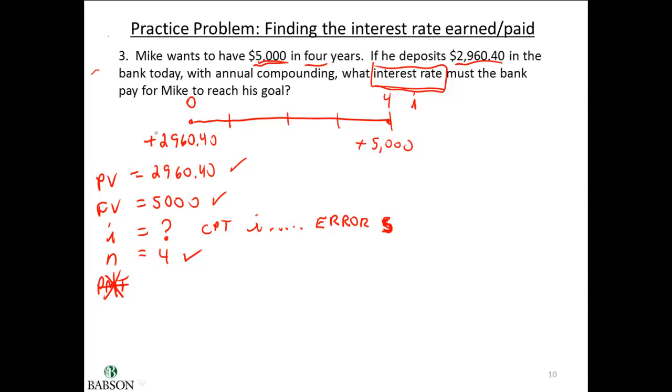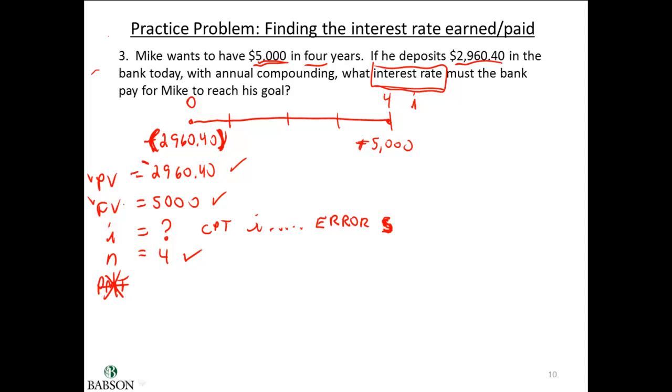So what we need to do is fix that and tell our calculator, really, we've put in $2,960 to the bank, and we're going to be taking out $5,000 in year 4. Whatever. You've got to make one of the cash flows, either present value or future value, negative. So let's do it again. So now I want my PV to be minus 2960.